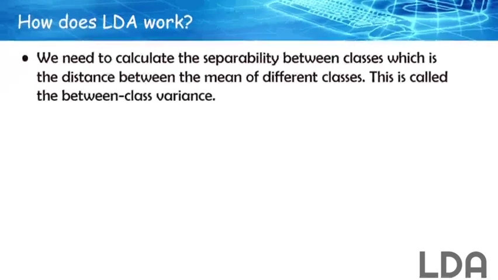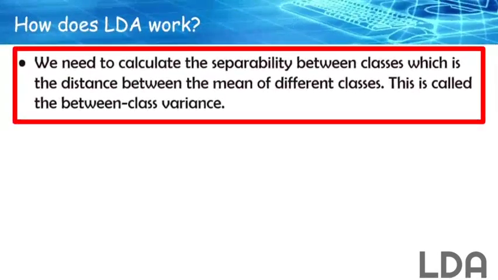How exactly it works, we have a few more theoretical aspects. LDA focuses primarily on projecting the features from a higher dimensional space to a lower dimension. The three steps are: first, we need to calculate the separability between classes, which is the distance between the means of the different classes.